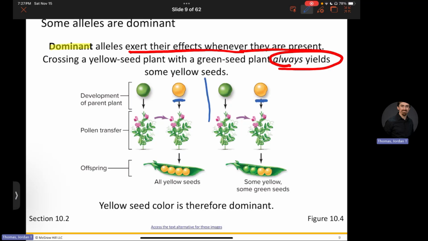So we can see, if we split this in half, in our first example here, a yellow seed is used, and we get all yellow. In the second example here, again, a yellow seed is used, we still get a little bit of yellow. Yellow seed color is therefore dominant. If you always get that trait, that means that allele is dominant. If it's always present in the offspring, it's dominant, as long as the allele is present.